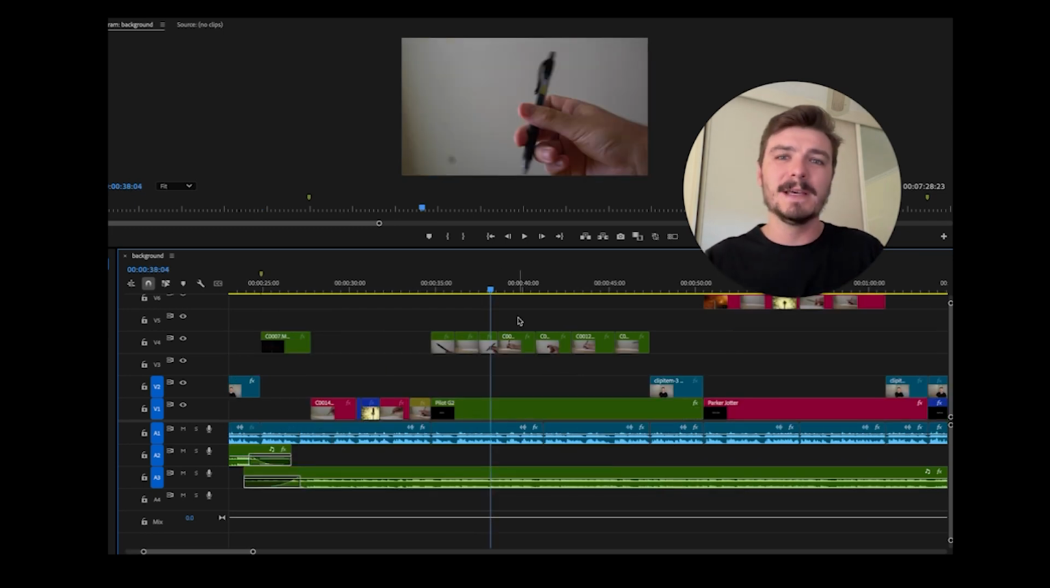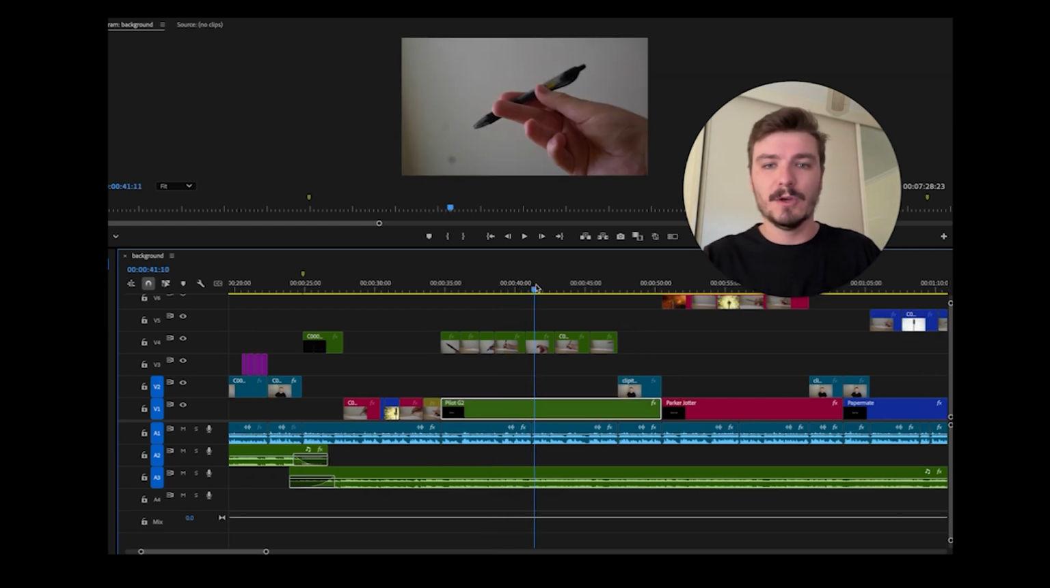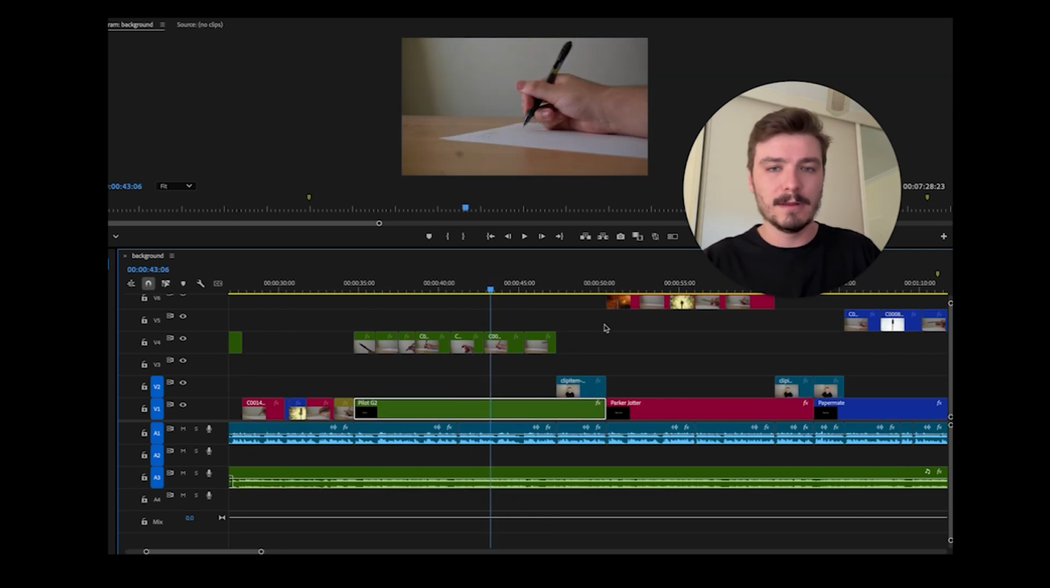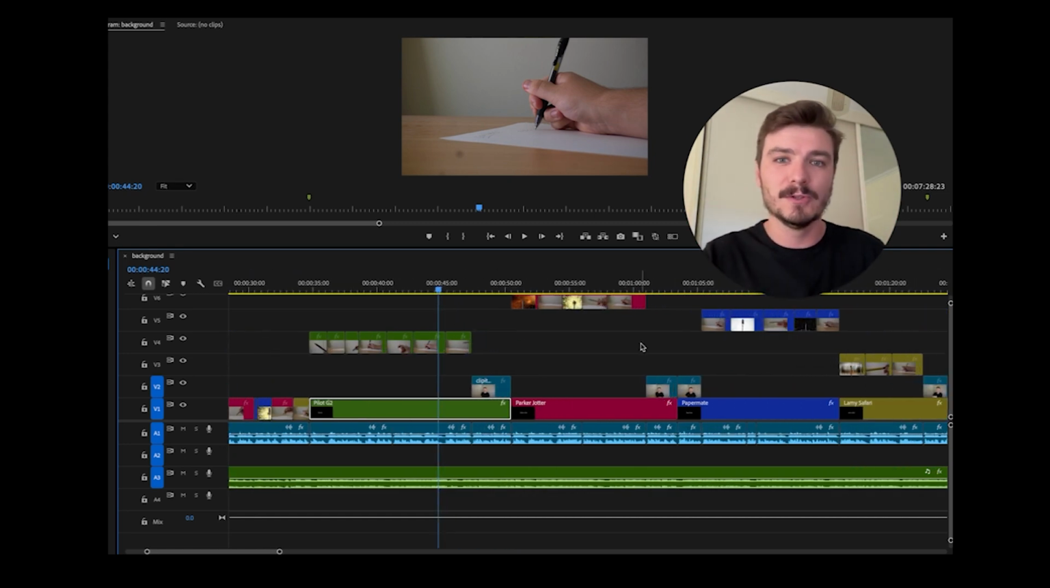Then the second tip is show, don't tell. So you basically want to cut to whatever you're talking about. So here, if I'm talking about holding the pen, writing with the pen, okay, I'm going to cut to holding the pen or writing with the pen, etc. You just want to ensure that you show, don't tell. So whatever you're talking about, make sure that you're actually showing that on screen. That way it's just easier to follow and again, more engaging.